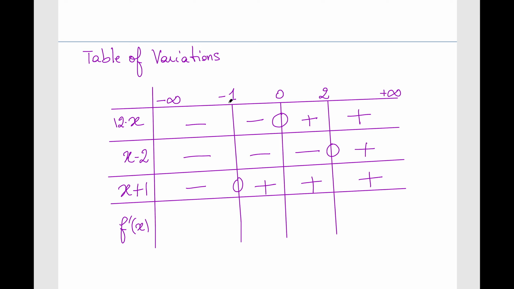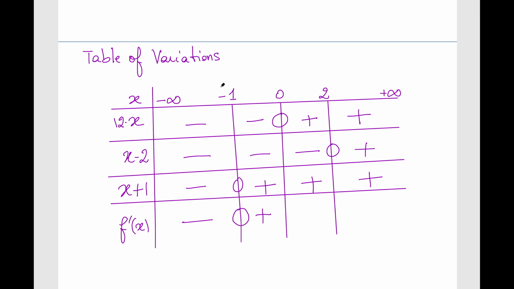Between minus infinity and -1, this factor is negative, this factor is negative, and this factor is negative. So the product, which is f prime, is negative, because negative times negative times negative is negative, right? When x is -1, one of the factors is 0, then f prime, which is the product, is certainly 0. When x is between -1 and 0, one of the factors is negative, another one is negative, and the third one is positive. So the product is positive.